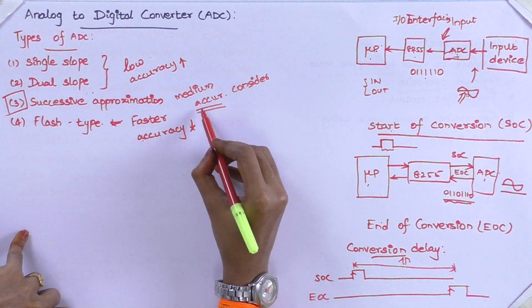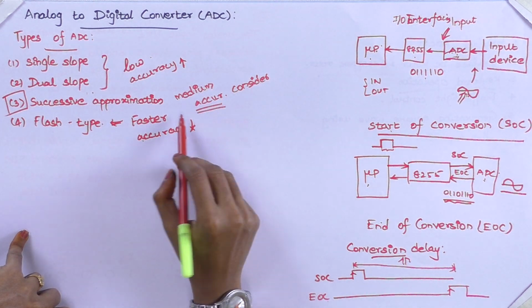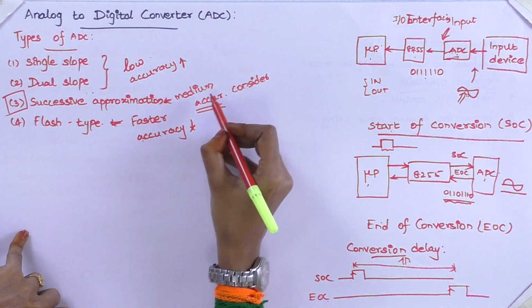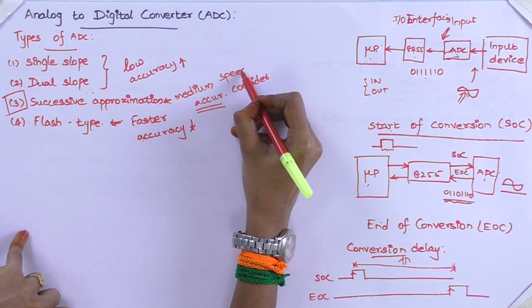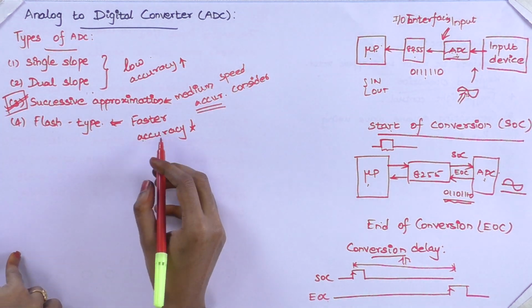Compared to single and dual, its accuracy is low, but when you compare with flash type, its accuracy is high, but it has medium speed. Fine. So in most applications, successive approximation is used. I'm not going in depth into how this successive approximation and conversion happen. We are going to see only the analog to digital converter IC, how the conversion is happening, and how we can interface that with the processor.